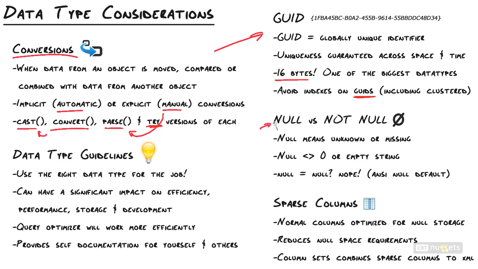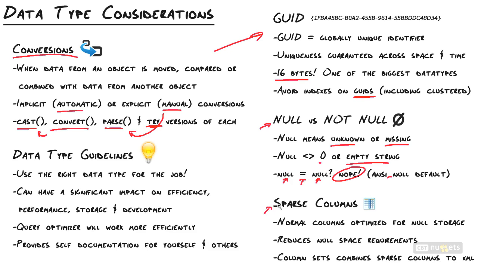On the null front, you should always try to specify the nullability property whenever you're defining the columns in your tables. If you stick with the SQL Server default, everything will be null, and that could lead to some data integrity issues. But null means unknown or missing, which basically means it's not zero or an empty string, and you cannot do null comparisons. Null equals null? Nope. And that is the ANSI null default. There is a property called ANSI_NULLS that you can set so you can control these comparisons, but just be careful with that switch.